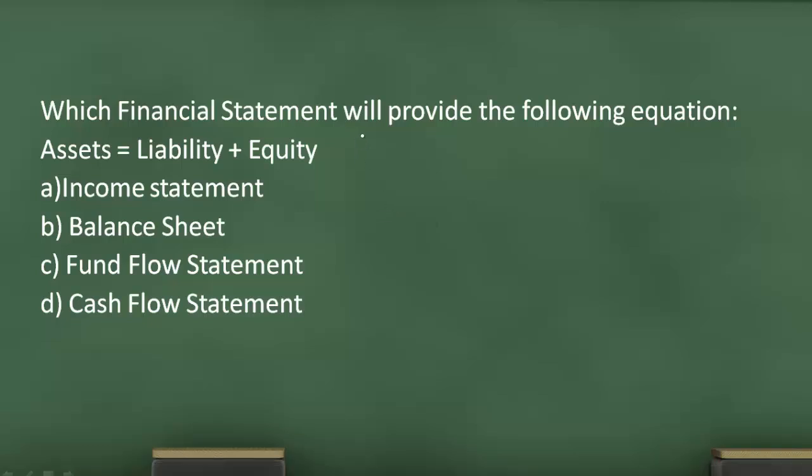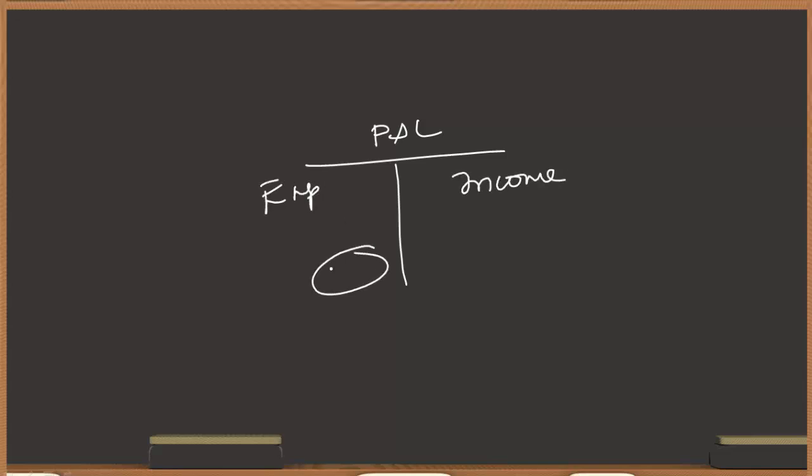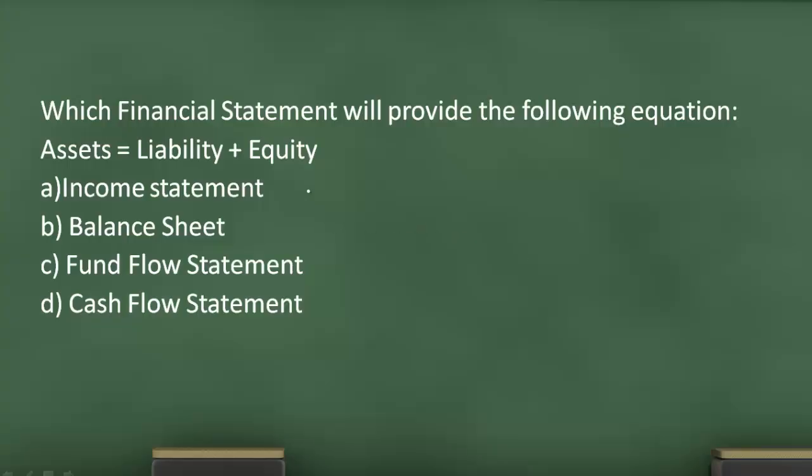Which financial statement will provide the following equation? Asset is equal to liability plus equity. So we have to know which statement will give that. Whether the income statement would give that. What does the income statement give? Basically, income statement is nothing but P&L, and it is going to give your incomes and expenses, finally whether profit or loss. So this is what income statement is going to do. So income statement is not the answer.